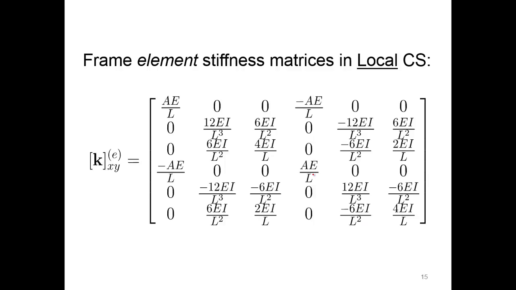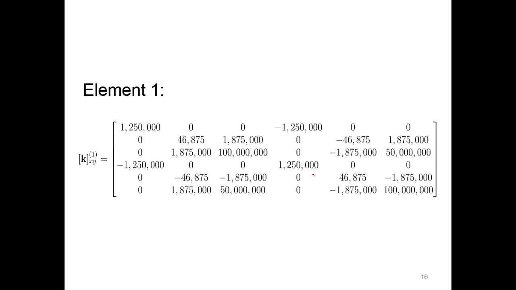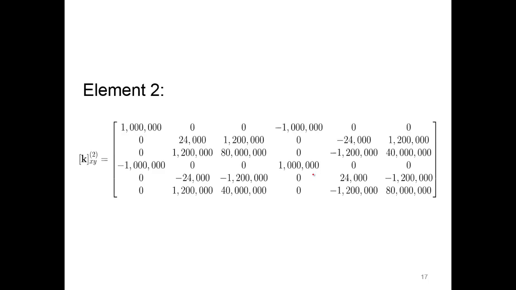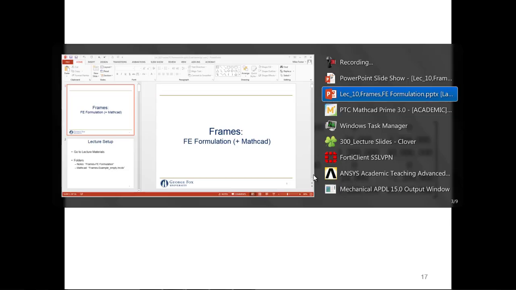So the frame element stiffness matrix in the local coordinate system is what we had from before. So just putting it here again in front of you. And we're just going to substitute in for EI, or AE over L. So for element 1, we have this as our resulting stiffness matrix. And for element 2, we have this. All right, so let's go see if we can get that in Mathcad.